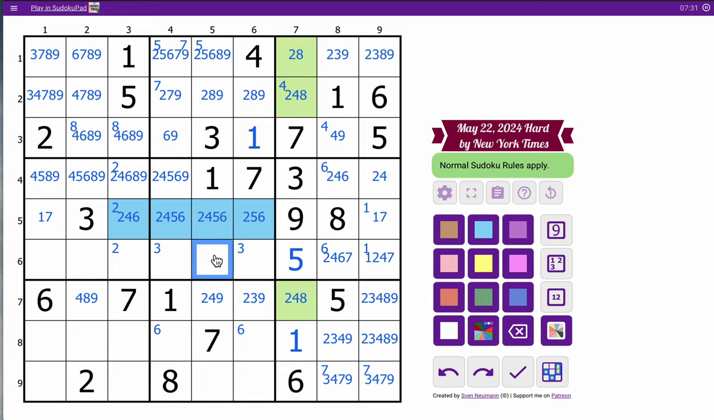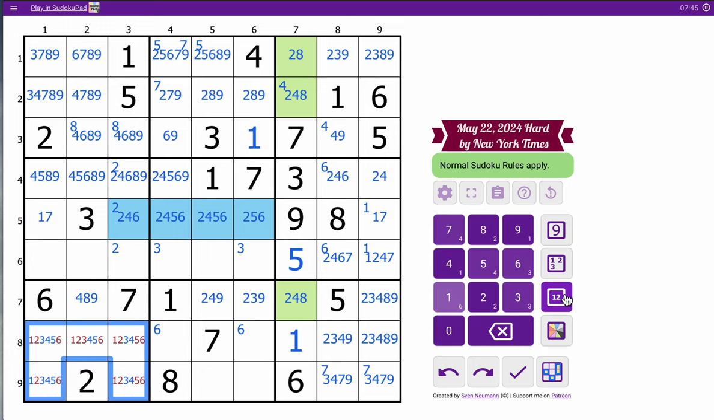We'll do light blue or something, so. 2, 4, 5, 6 quad here, so that leaves row 5 reduced to a 1, 7 pair, and so that's done. Okay, those cells can't be 2, 6, 7 in box 7.